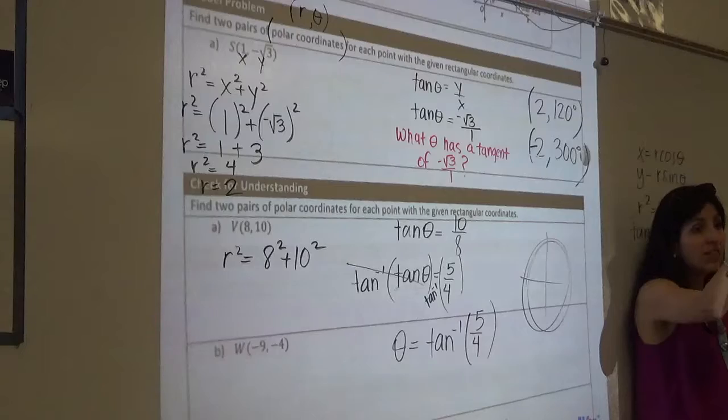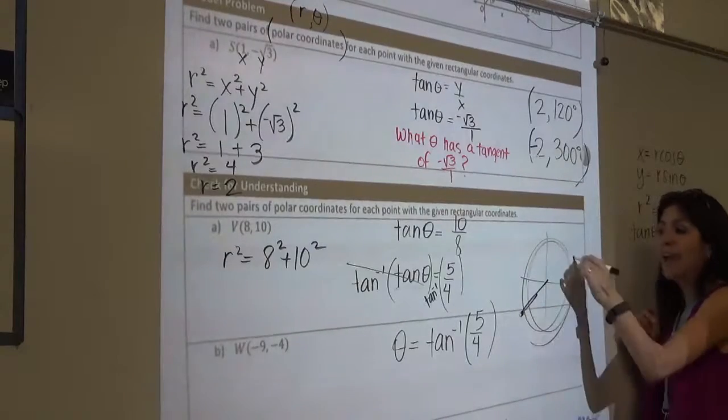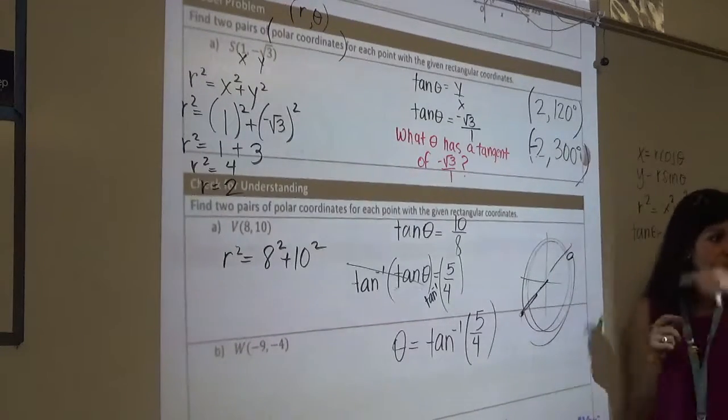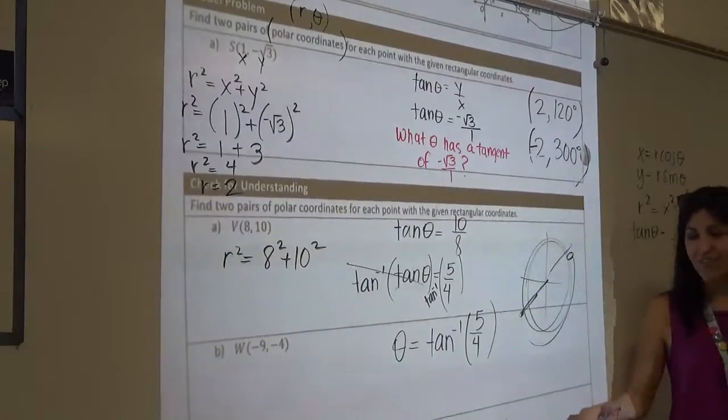What are you going to do to get the second answer? Think visually. If it gave me an angle over here, I would add 180 to get to the other one and change the sign of my r. Yeah, good. All right, that's it from me.